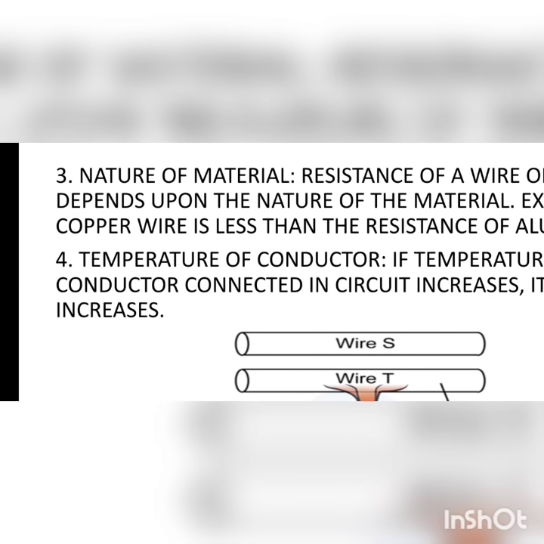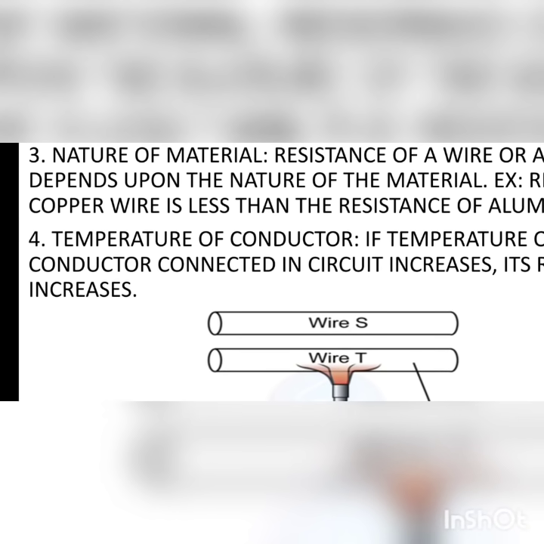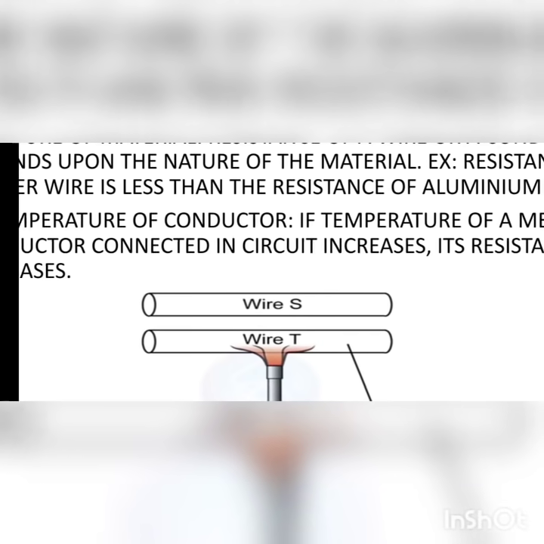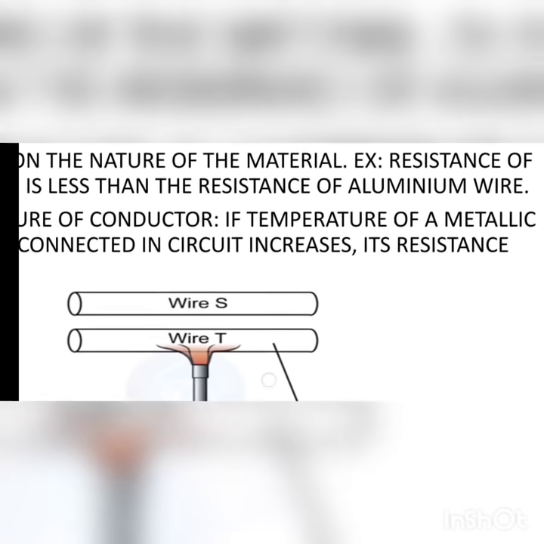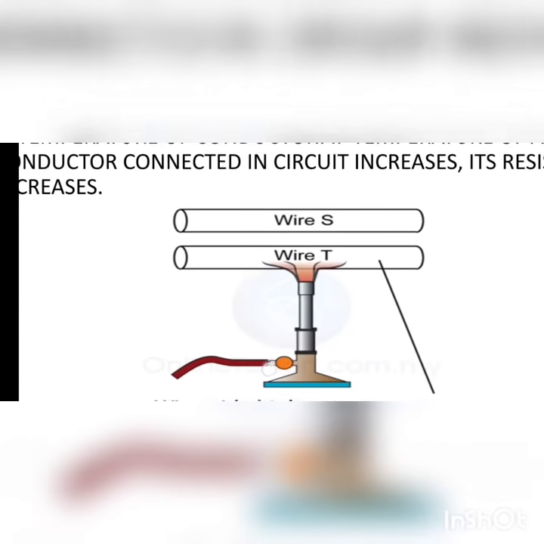Similarly, you will see that resistance varies if I change the type of the material. Iron will have different resistance, copper will have different resistance, silver is the least resistant material, and so on. Fourth factor is the temperature of a conductor. How does the temperature of a conductor affect its resistance? If I increase the temperature of a metallic conductor, then its resistance also increases.